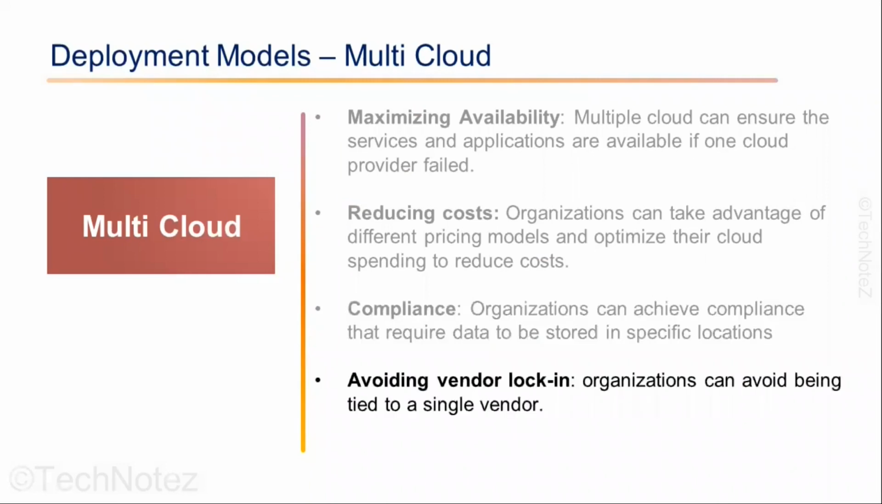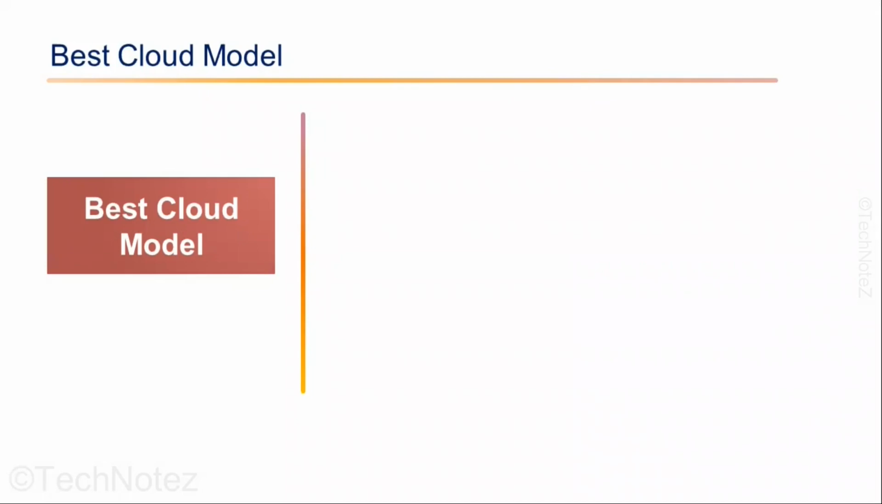Avoiding the vendor lock-in. By using the multiple cloud providers, organizations can avoid being tied to a single vendor and can choose the best cloud services for each workload. So we talked about different cloud models. You can take the decision what deployment model is suitable for your organization based on your business requirements. The best cloud model for an organization depends on its specific need, requirement, and resources. We discussed about private cloud, public cloud, hybrid cloud, multi-cloud.